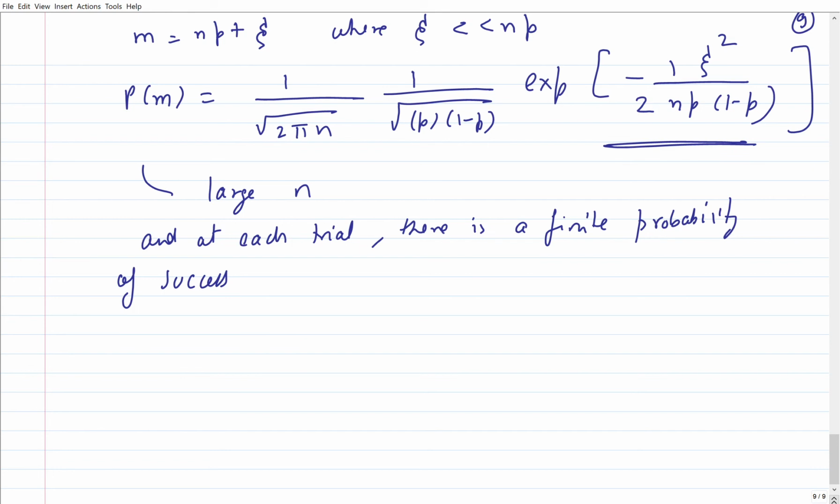In that limit, my probability distribution associated with the success resembles a Gaussian. Now, I can write it in a much more convenient form.